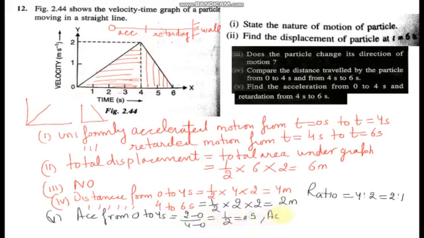Then comes what is the acceleration from 4 to 6 seconds. So it is moving from here to here. So what is the perpendicular distance? It is 0 minus 2. And what is the horizontal distance? 6 minus 4, so it is 2, giving minus 1. That means अगर acceleration minus 1 है, then retardation is 1 meter per second square. So you have to write the units here. I have not written. The units are 0.5 meter per second square.